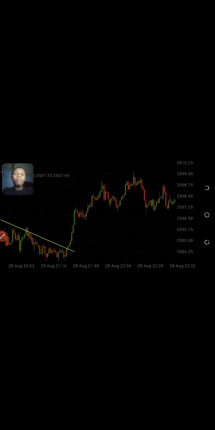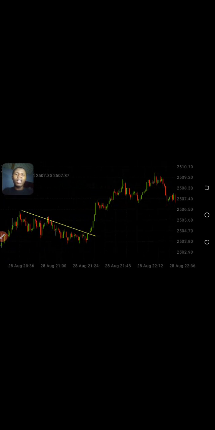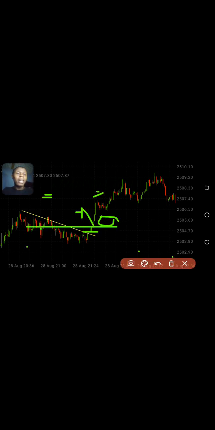Okay, now there was no pullback. Notice there was no pullback here. Price just sniped out without any indication telling us if it is coming back or not. It just broke the structure here. Initially, after a break of structure, price is supposed to retrace back before going up. But what happened? It just broke the structure and just left without saying anything.